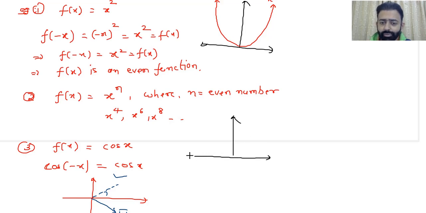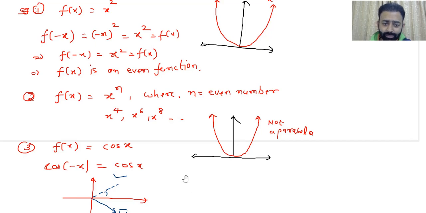So the graph of all these functions, x to the power 4, x to the power 6 and 8, will again be u-shaped, but we won't call this a parabola. It will look like a parabola because the shape is u, but not all u-shaped curves are parabolas. So it is a u-shaped curve, but not a parabola, and yet these are even functions.